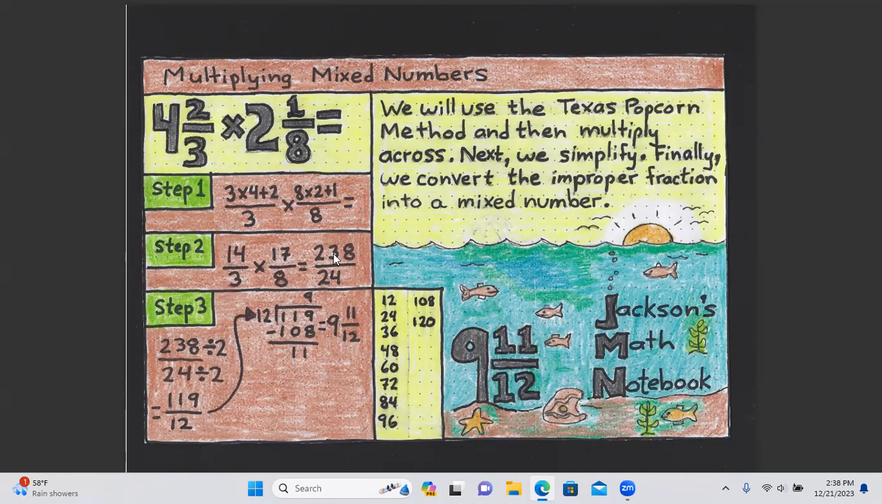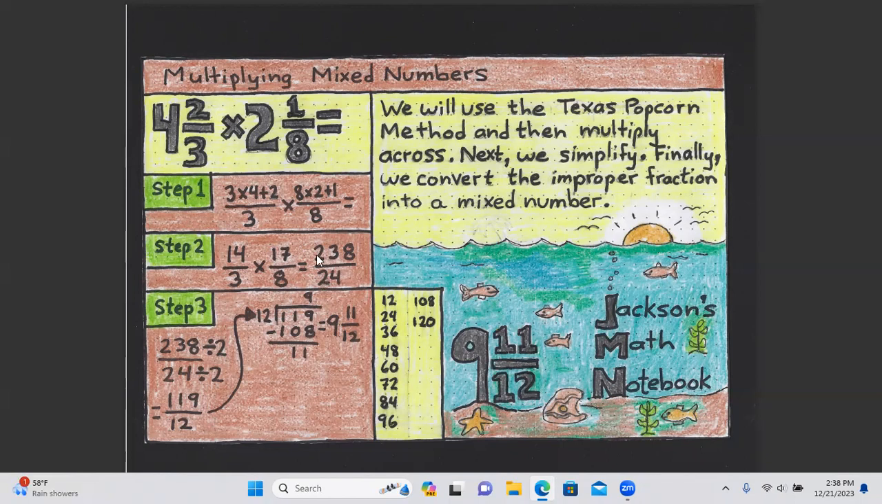We're going to multiply across. Yes, we're going to get a big number when we do that. In fact, what we could do is cross cancel and simplify the 8 and the 14, but we'll save that for another video. For now, let's go ahead and get that big number. 14 times 17 will give us 238, and 3 times 8 will give us 24.